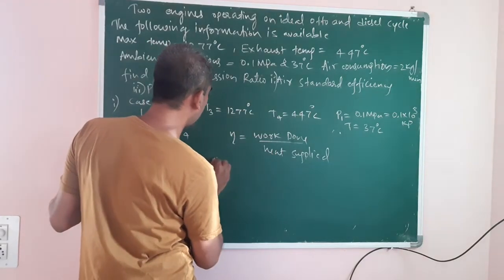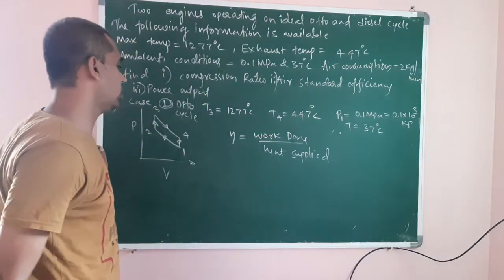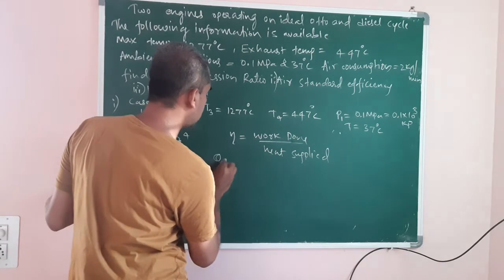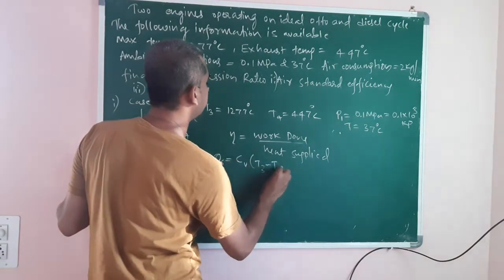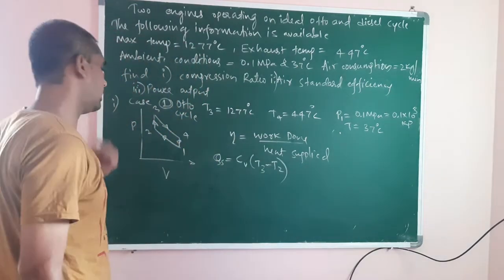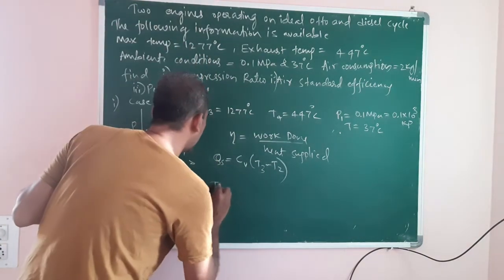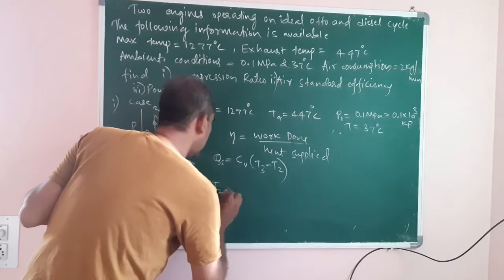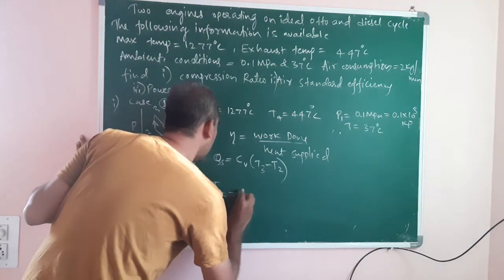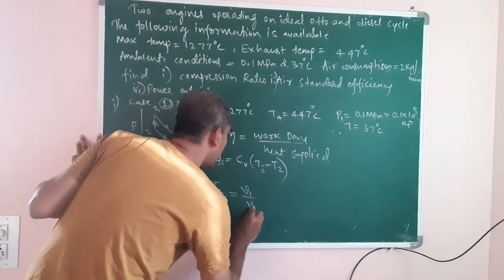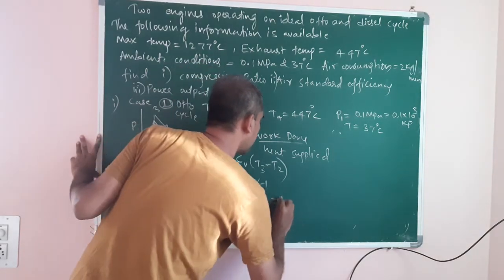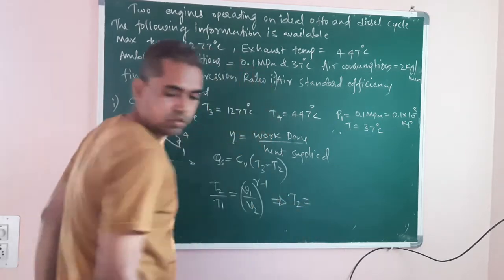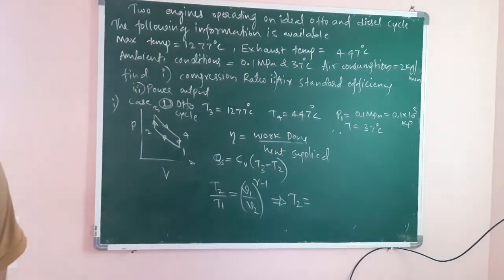How to calculate heat supplied? Heat is supplied during the process 2 to 3. Therefore, heat supplied QS I will write as CV into T3 minus T2. We know T3, but we don't know T2. We can calculate T2: T2 by T1 is equal to P1 by P2 raised to gamma minus 1. Using this formula, you can calculate T2.